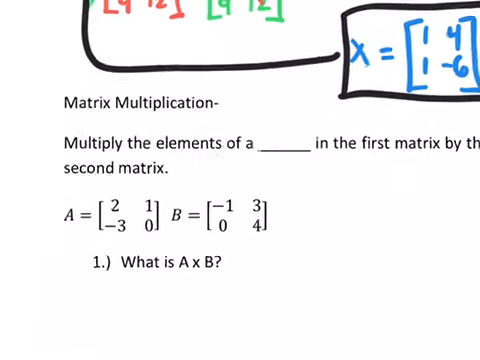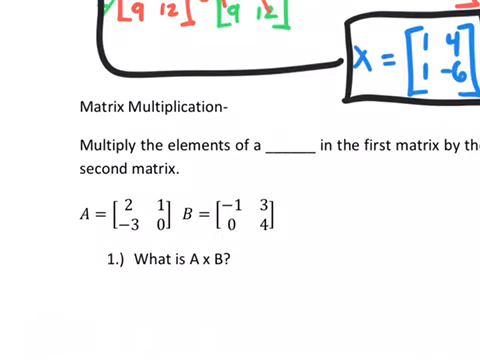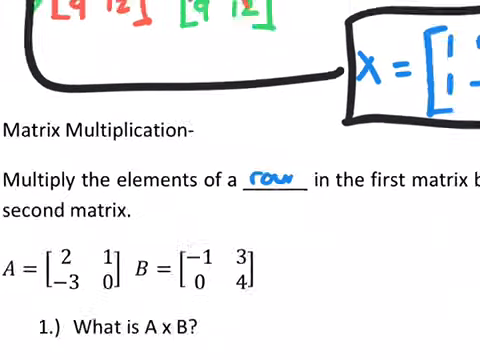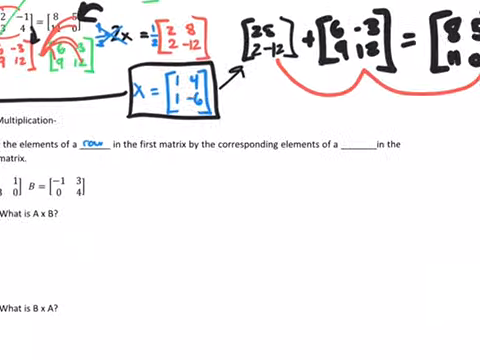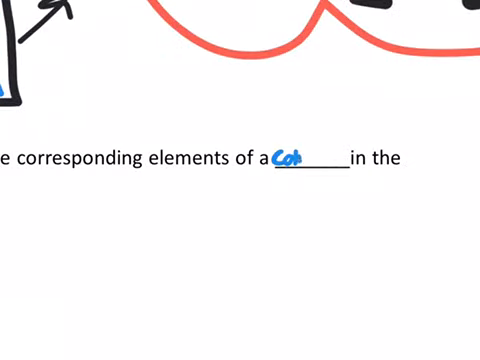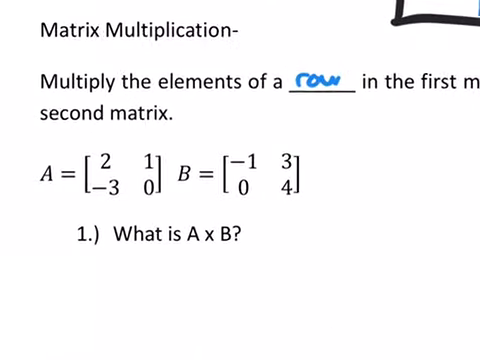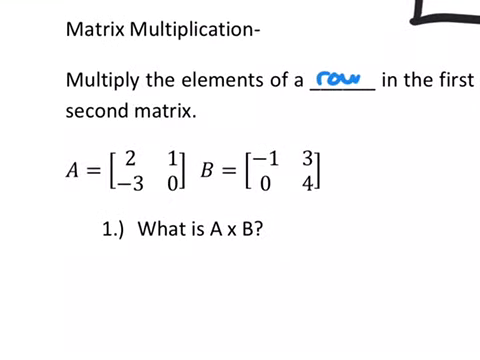All right, so matrix multiplication is a man-made concept. So that's why it's going to seem a little strange. Now I'm going to fill this in, show you how to do this first in a little bit, and then we'll speak to why it is set up like this. Here's the way it works. You're going to multiply the elements of a row in the first matrix by the corresponding elements of a column in the second matrix.